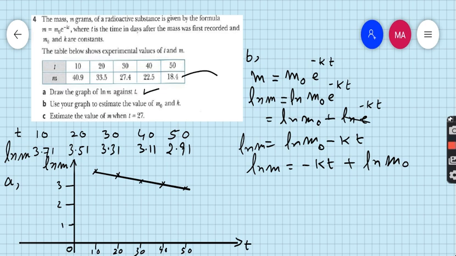So if you compare this equation with the equation of a straight line y is equals to mx plus c, you can see that ln m naught represents c. What is c actually? The y intercept. So if we extend our line and touch the y axis, we will get the value of ln m naught. How? See this.